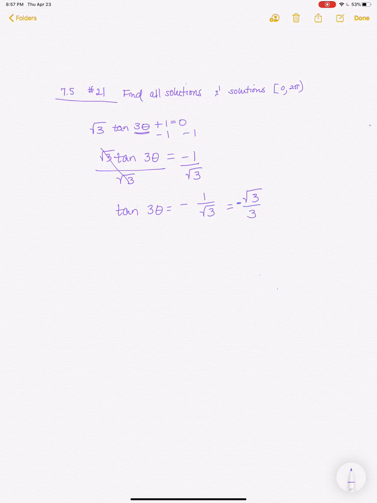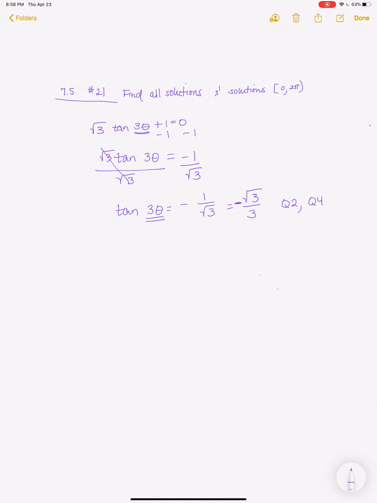All right, so let's talk about this. Before I find what theta is, I want to figure out what 3 theta is. So when you have a trig ratio and it's equal to a negative number, you can go ahead and think about what 2 quadrants your angles would be coming out of. If tangent's negative, that means it's coming from quadrant 2 and quadrant 4, because tangent is positive in quadrants 1 and 3. So 2 and 4 is where I'm getting this solution from.